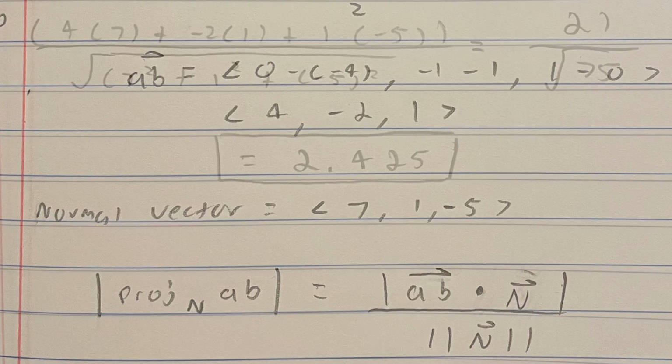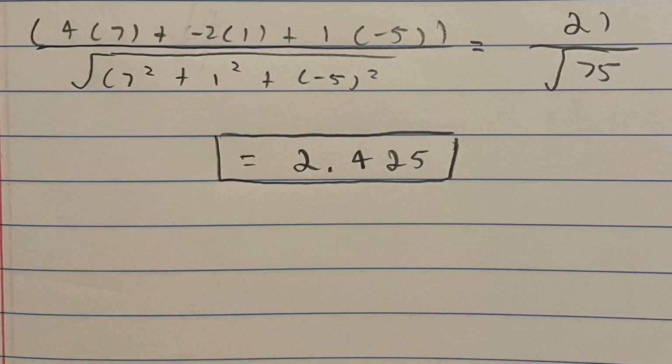As you can see, you do 4 times 7 plus negative 2 times 1 plus 1 times negative 5, which is AB and n dotted together. Then you put that over the magnitude of n, and that gives you 21 over root 75. Plugging that into a calculator, you get 2.425, which is the answer we were looking for. And with that, we found the distance between the two lines.